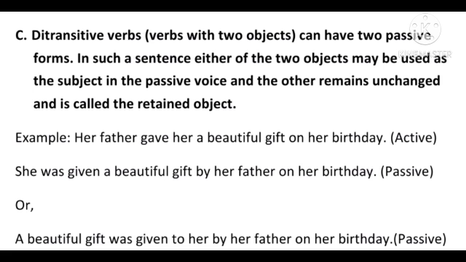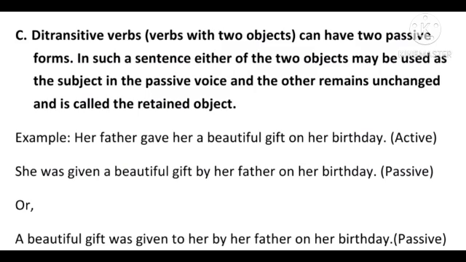Let's see the next rule. Ditransitive verbs. Ditransitive means verbs with two objects. Ditransitive verbs can have two passive forms. In such a sentence, either of the two objects may be used as the subject in the passive voice and the other remains unchanged and is called the retained object.